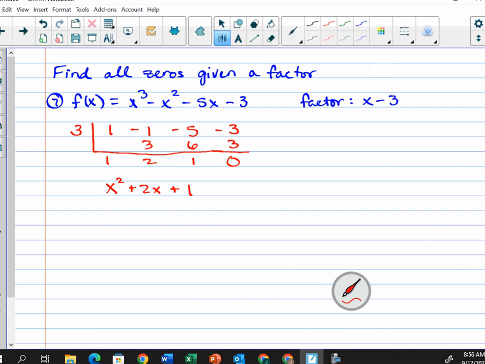That's not the answer, though. What did I ask you for in this problem? Find all the zeros, okay? So what do you think I should do with this? Factor it and set those factors equal to 0, perhaps?